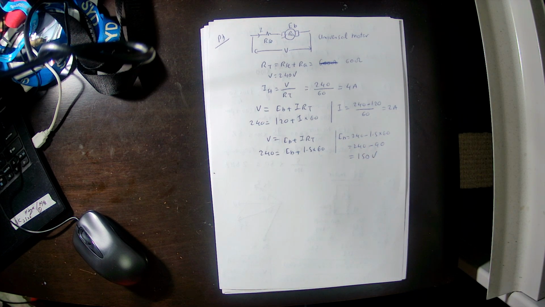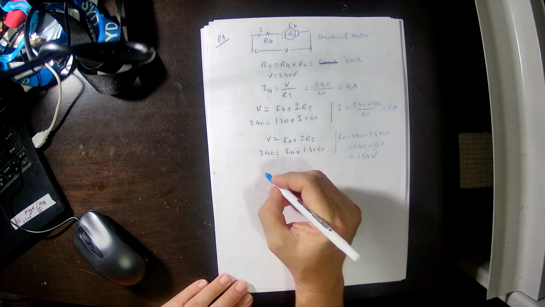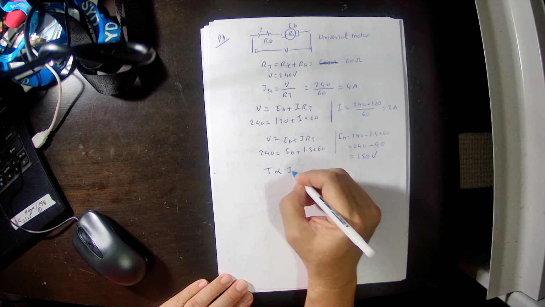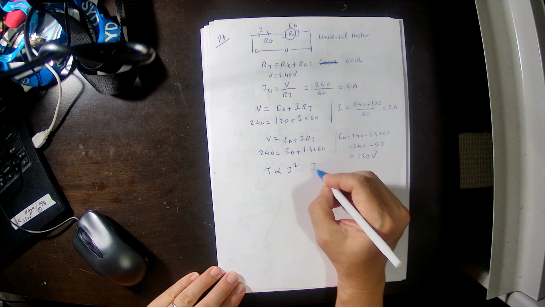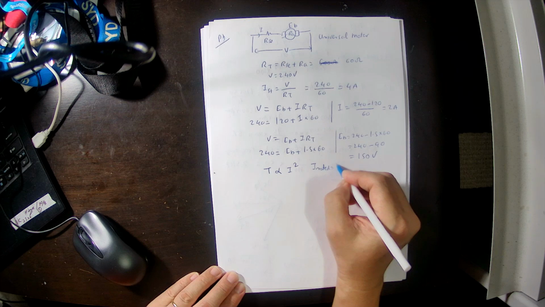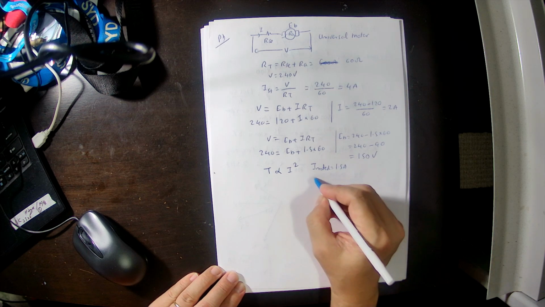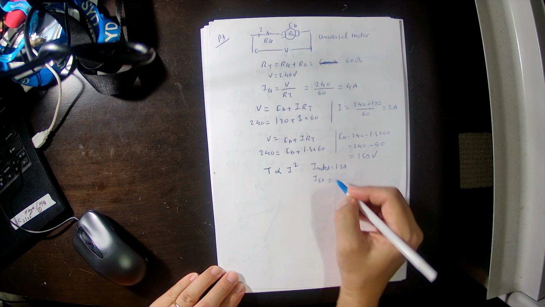And also we can calculate the starting torque as a percentage of the rated torque. In this case, torque is proportional to the current square. So the rated torque can be calculated; rated torque depends on the rated current. So the rated current I rated is 1.5 ampere. Starting current I starting equals 4 ampere.